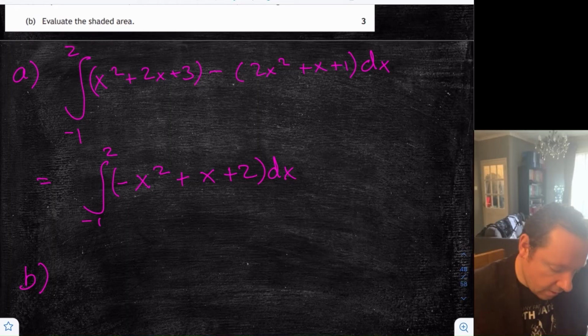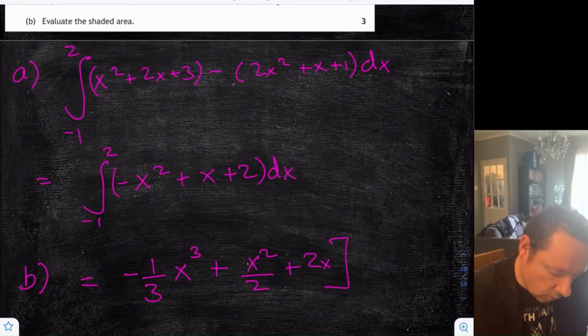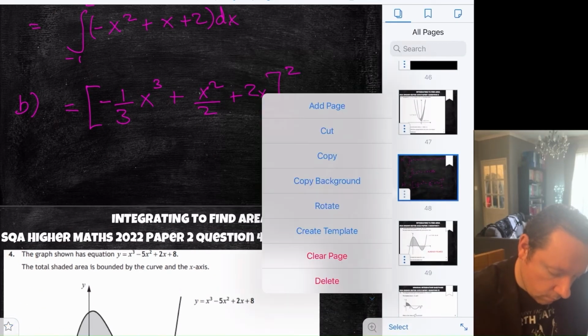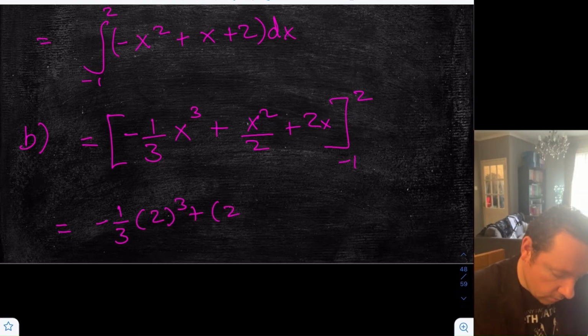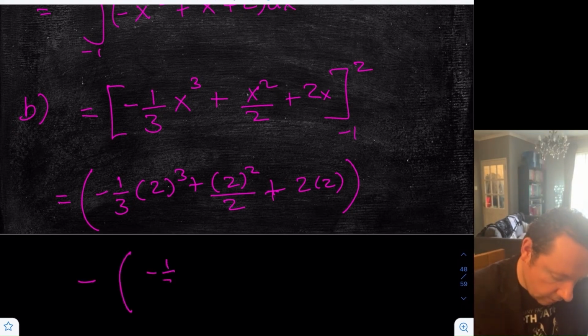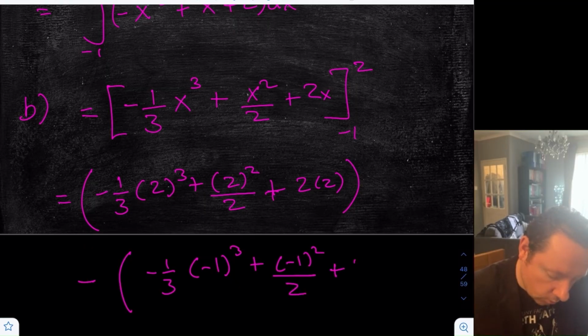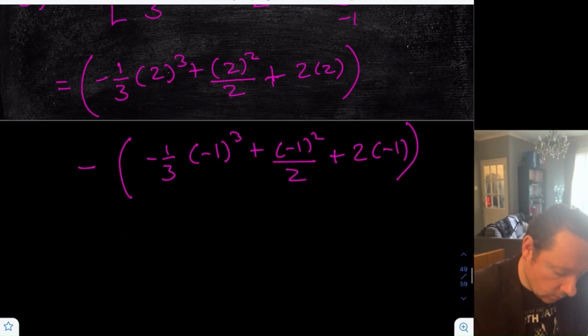So for part B, our integral equals add 1 to the power, divide by the new power: minus x cubed over 3 plus x squared over 2 plus 2x, all between minus 1 and 2. Subbing in our numbers, we get minus a third of 2 cubed plus 2 squared over 2 plus 2 times 2. That's our first one. Take away minus a third times minus 1 cubed plus minus 1 squared over 2 plus 2 times minus 1. Okay, so then we need to work on this.